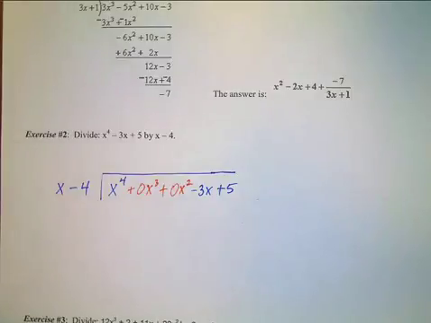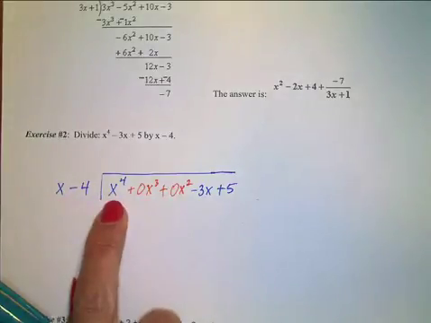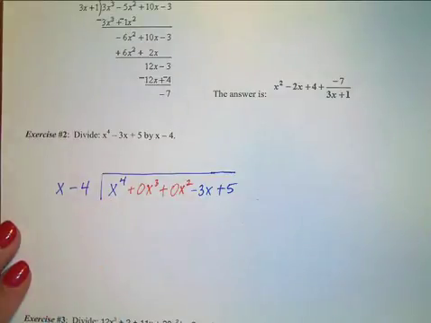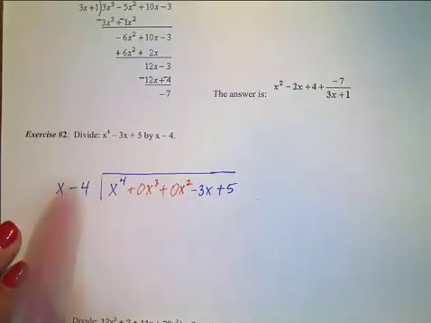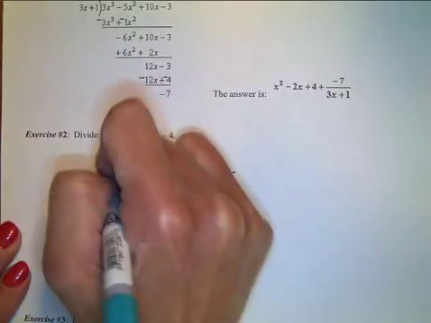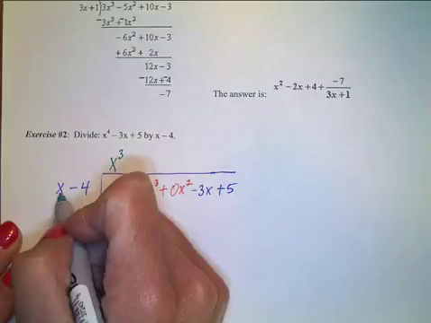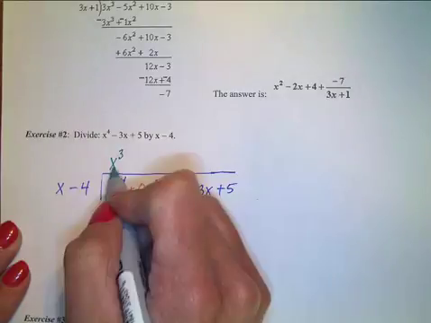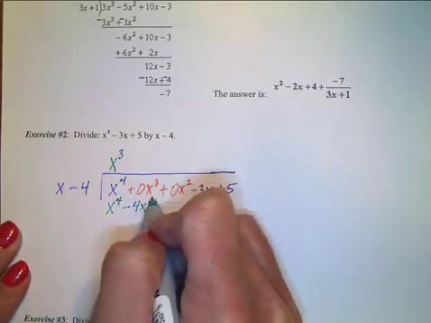So you're going to take the first term in the divisor, and it's going to go into the first term of what's under the division sign. So x goes into x to the 4th, or x to the 4th divided by x gives you x to the 3rd. Now I'm going to take x to the 3rd, multiply it by x, and that gives me x to the 4th. I'm going to take x to the 3rd and multiply by -4 and get -4x to the 3rd.